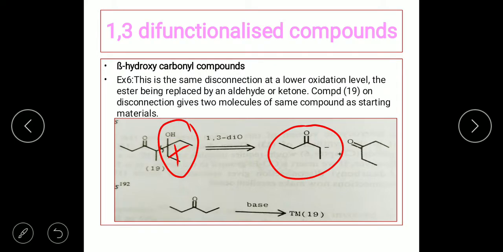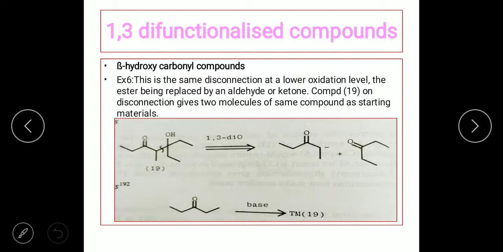And we know that whenever there is a positive charge adjacent to the hydroxyl group, the synthetic equivalent would be a ketone, because the oxygen has a lone pair, right? It would give its lone pair towards the carbon, and hence you're going to get a ketone. So this is how we are going to write down the synthons and synthetic equivalents.